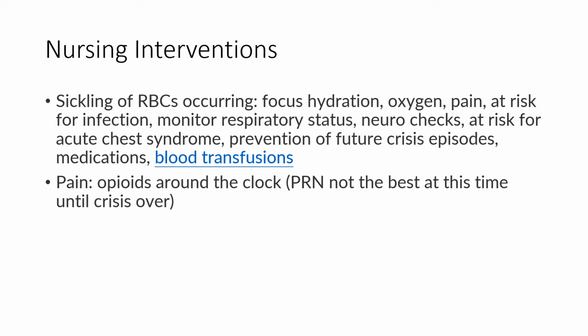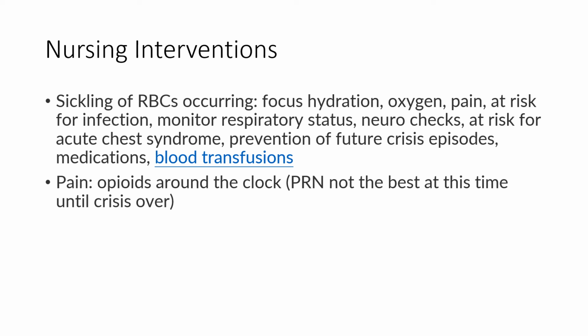I started to include some of those nursing interventions earlier. So sickling of the red blood cells occurring, we need to focus on hydration. Remember, one of the causes is dehydration. We need pain medication, antibiotics, oxygen, their respiratory status. We need to monitor, assess the respiratory status, monitor their neurological check, because we could have occlusion, obstruction going to the brain, lack of oxygen there as well.